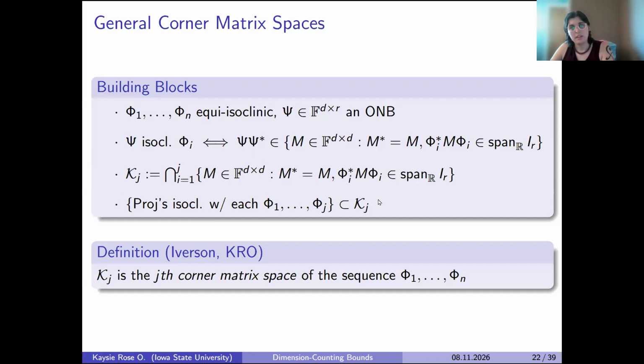And this Kj is what we call the jth corner matrix space of the sequence. It is defined in terms of the sequence. That is something we're going to have to be careful with. This definition is maybe a fair bit being thrown at you. Basically, the idea is we're coming up with a subspace that catches the projections onto things that are isoclinic.